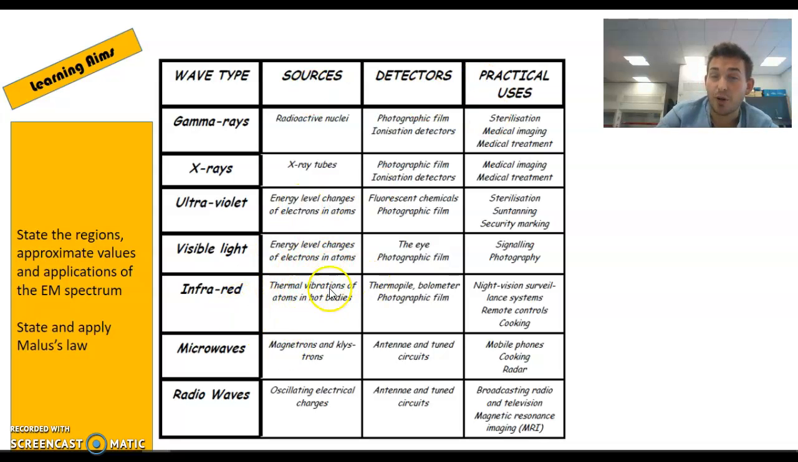Infrared is hot bodies, not like Megan, whatever her face was from that film, but hot as in thermally warm.